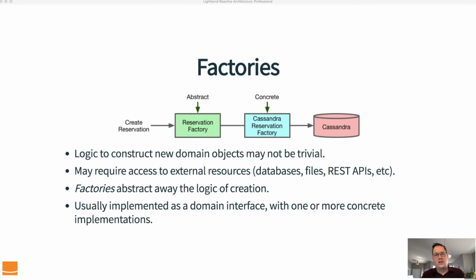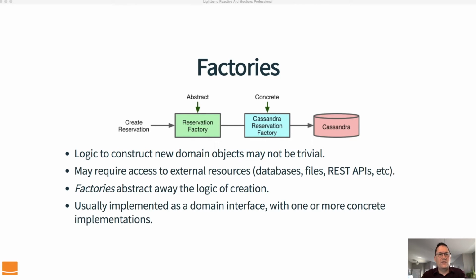So there may be database access. We might have to look at files or REST APIs. There's all sorts of complexity that may come along with building that new object. So a factory allows us to abstract away that logic. It's, again, usually implemented as a domain interface with one or more concrete implementations.